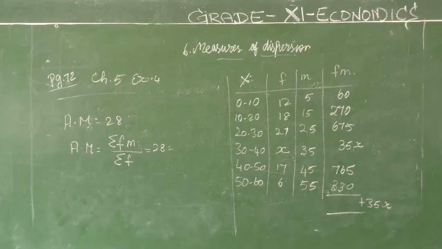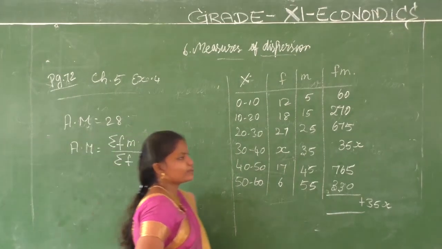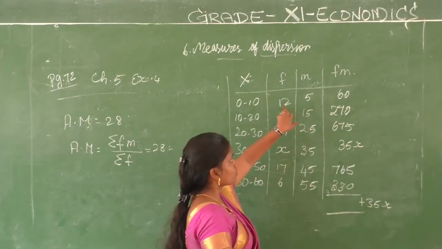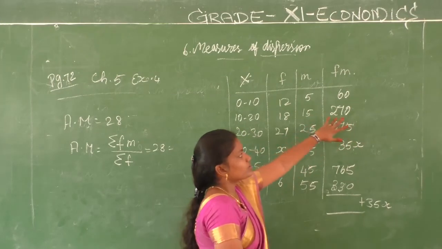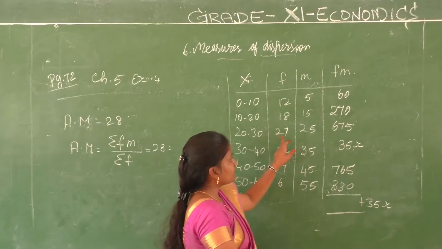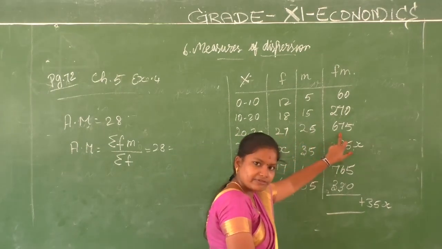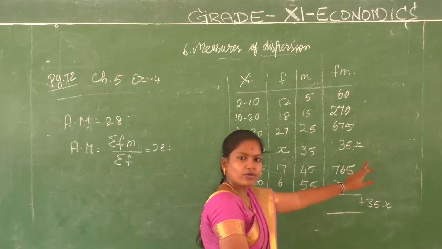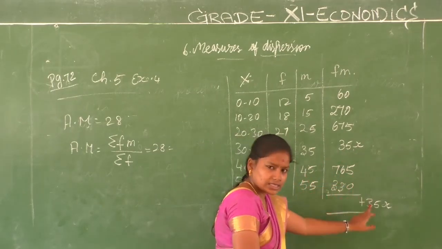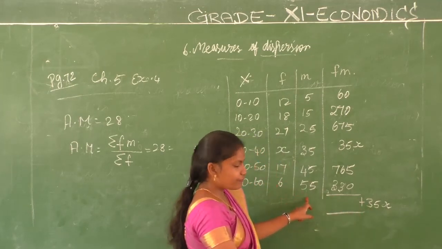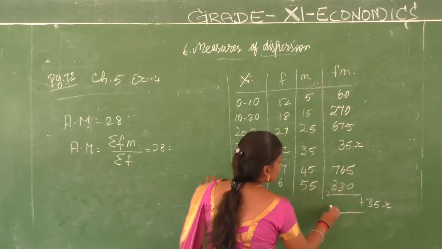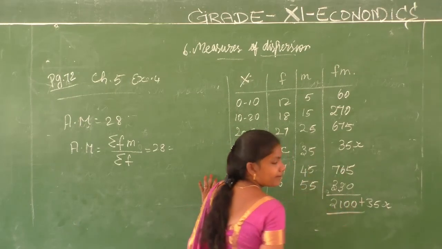Please do use a calculator for the calculations. You can use the assumed mean method or the step deviation method also. So 12 into 5 you get 60. There was a small change, children. Please correct it. 18 into 15 you get 270. 27 into 25 you get 675. Then x into 35 you have it as 35x. 17 into 45 you get 765. And then 6 into 55, right? Not 50. 55 you get 330. When you total it, you get a value of 2100, right?